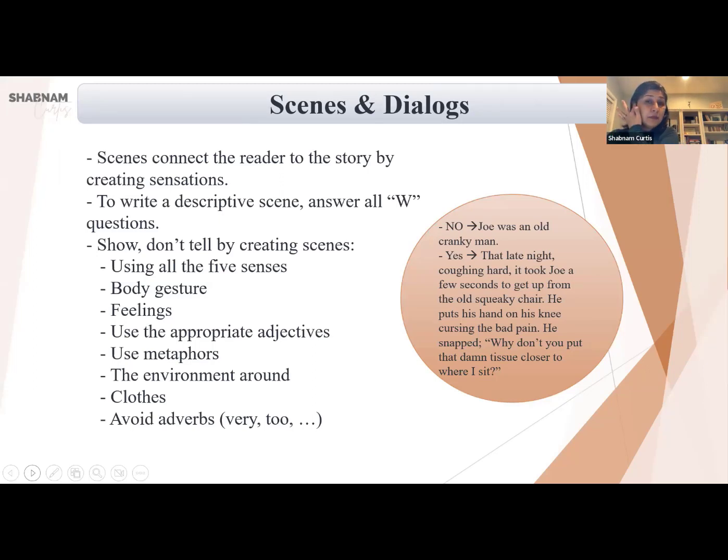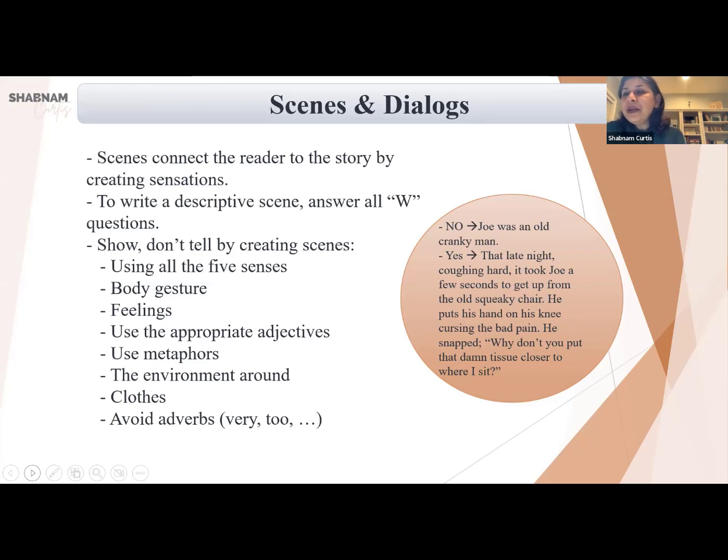And one important thing, which I personally do and I've seen other people do: we tend to use very, too, all those different adverbs. But make sure that at the end you just click Control F and find all those and delete them. It doesn't add any movement or value to the writing.